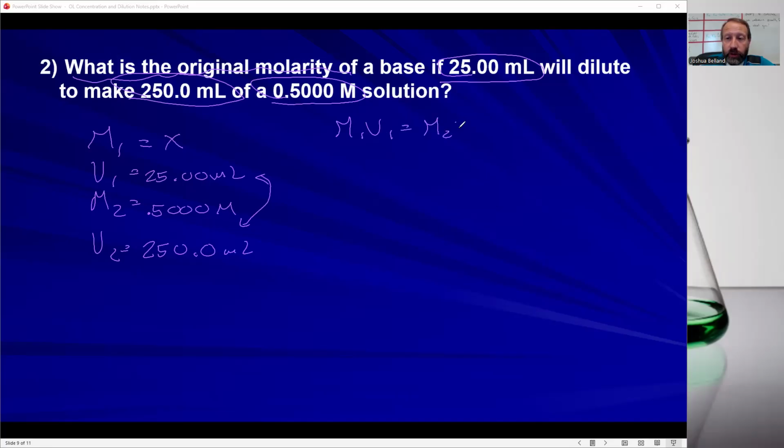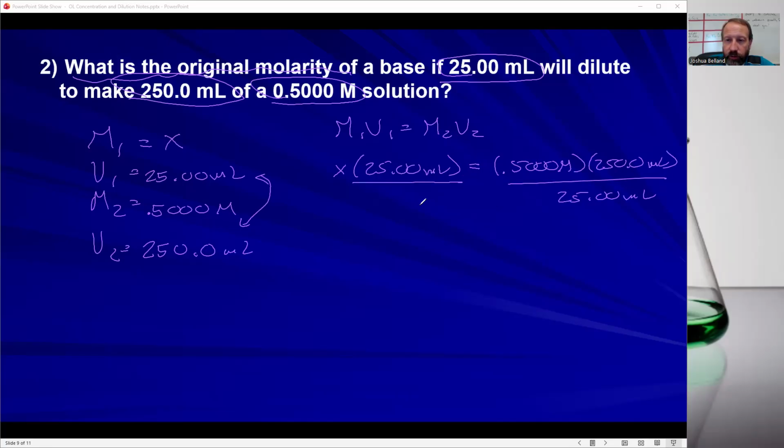M1V1 equals M2V2. And I have X times 25 milliliters. And I have 0.5000 molarity times 250 milliliters. I'm going to isolate my X by dividing by 25 milliliters. It reduces to 1 on this side. And here's the math I'm going to do. 25 times 250, divided by 25.